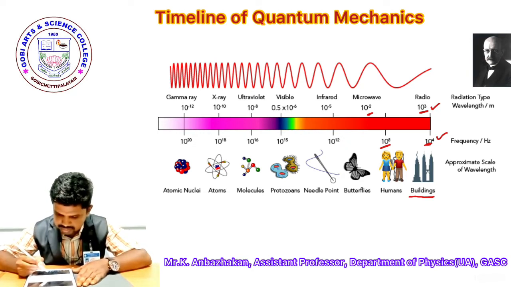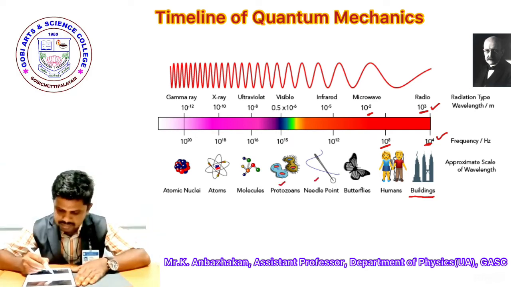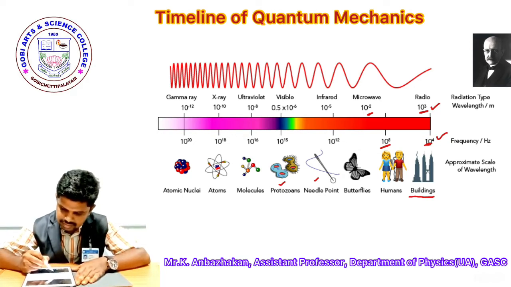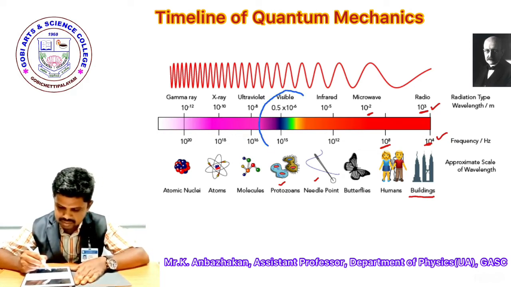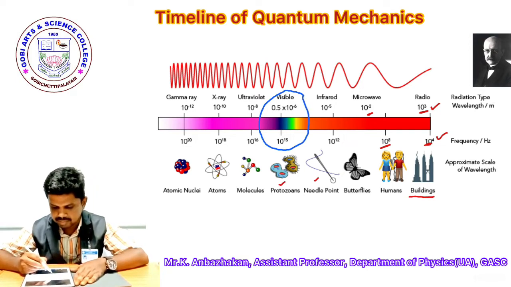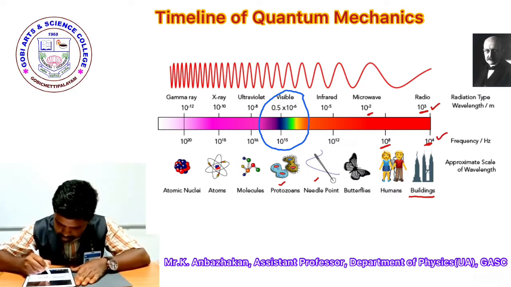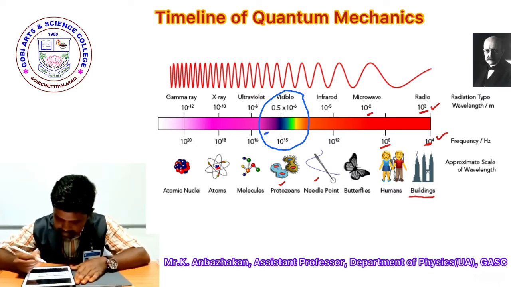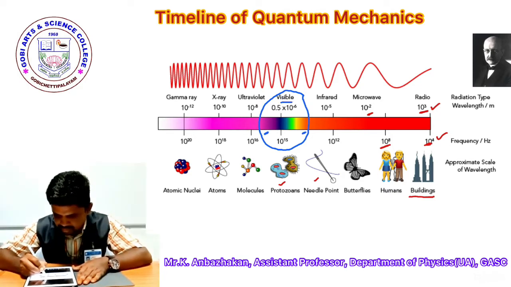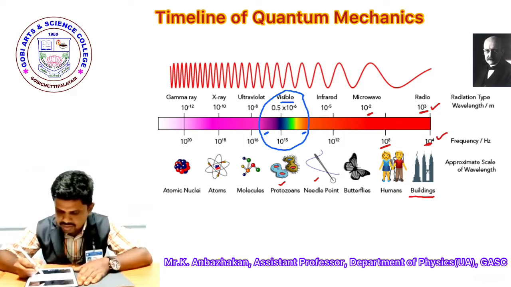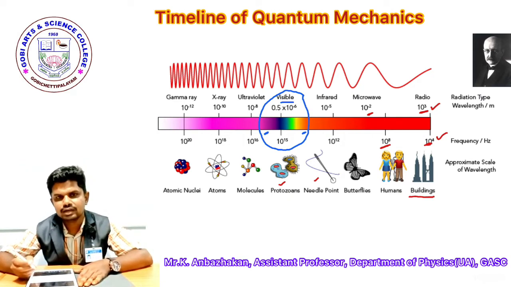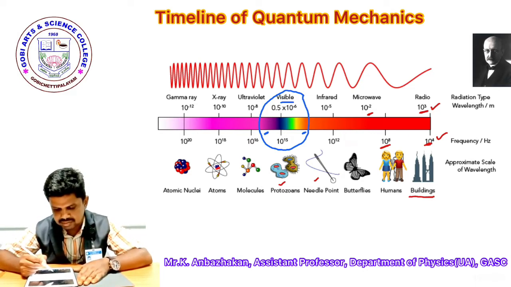The same thing goes for needlepoint protozoans, that is, microorganisms. For them, the wavelength region is about 0.5 into 10 power minus 6 meter, whereas the frequency is about 10 power 15. Here there is a region which starts from the blue color and ends in red color. This region we call the visible region. It is responsible for all the visualizations which we observe in our daily life. Whatever you see in your daily life falls in this visible region.